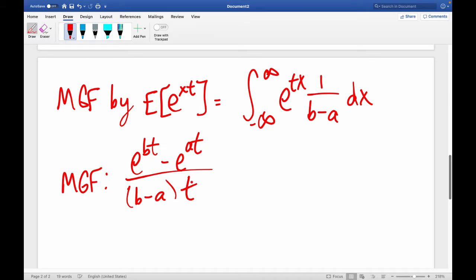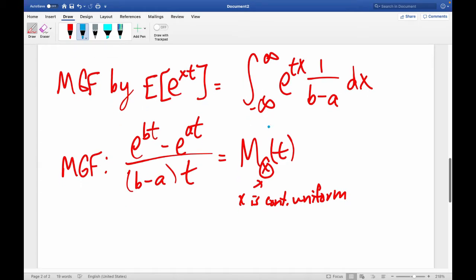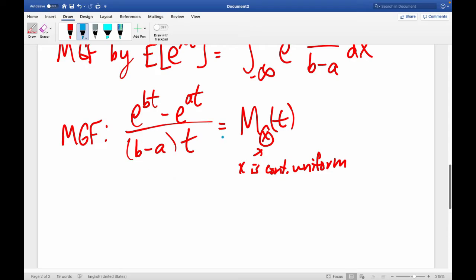I'm going to give this a label, maybe M, which I'll label with an x, and it is a function of t, but I'm using x to label the random variable. In this case, the random variable x is continuous uniform. So the question is, how do we actually use the moment generating function in order to generate the moments? Remember that the first moment is just the expected value, and the second moment doesn't really have a special name, but the variance is the second moment minus the square of the first moment. So it might be helpful to know how to use this.